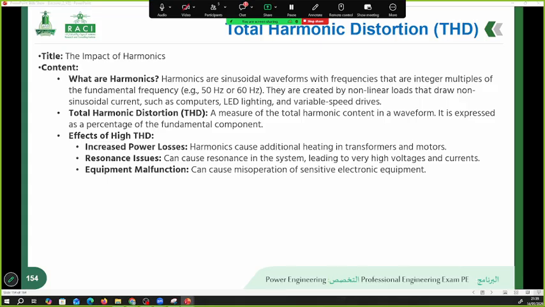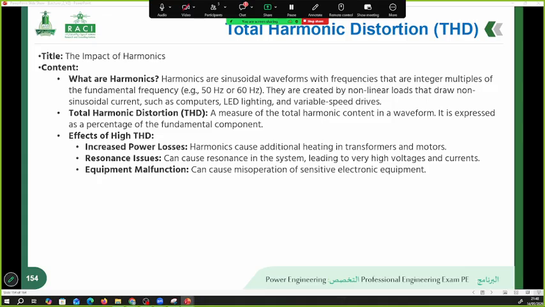Okay. This slide delves into the concept of THD, a significant measure of power quality. It explains what harmonics are, why they are a problem, and how we quantify their presence in a power system. In an ideal AC power system, the voltage and current waveforms are perfect sine waves with a single fundamental frequency. It means, for example, 50 Hz or 60 Hz.